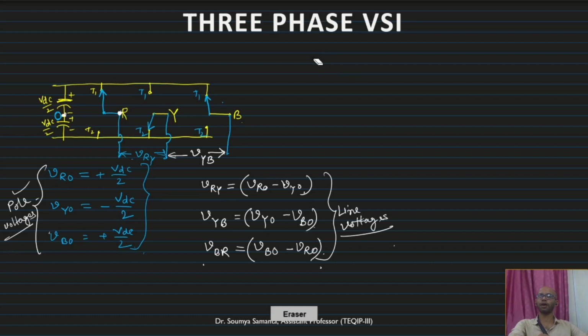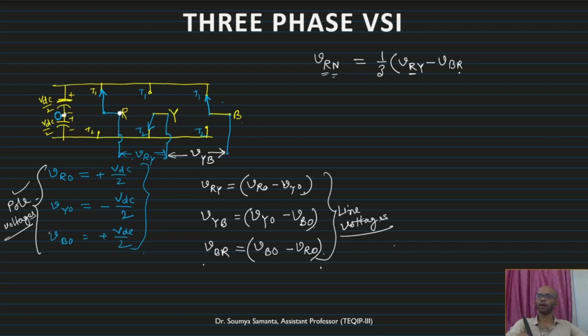Suppose VRN, that means N is the neutral point. This is for a star connected load. VRN will be 1/3 of VRY minus VBR. You can see it starts with R and ends also with R. This is for remembering purposes. If you want to derive it, you can derive it.